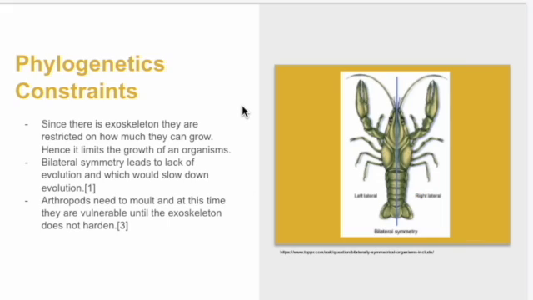Genetic constraints for this phylum are that it has an exoskeleton, which basically means that if the species wanted to grow, it had to molt. Molt is basically when all the species shed, and at this point they are most vulnerable to getting attacked by predators, and that basically slows down the growth of the organism and leads to slow evolution. They are also bilaterally symmetrical, which leads to a lack of evolution, which slows down evolution as well in the end.